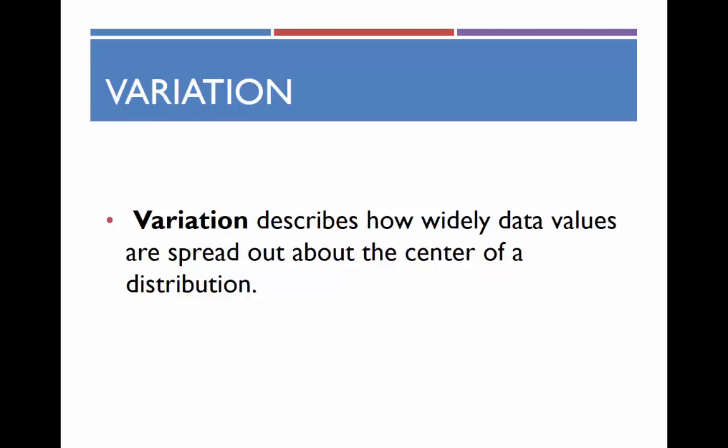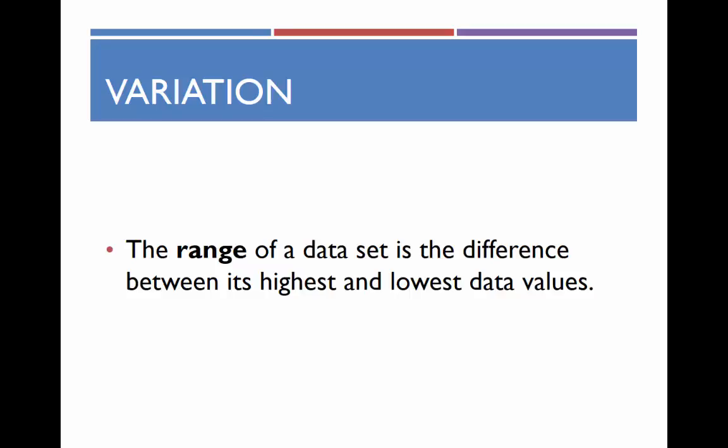Variation describes how widely data values are spread about the center of a distribution. There are a few key values which we will use to describe the variation of a distribution. The first is the range. The range of a data set is the difference between its highest and lowest data values. Although the range is easy to compute, it can be affected by outliers just like the mean.